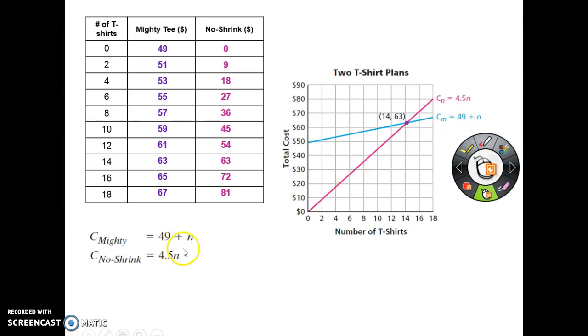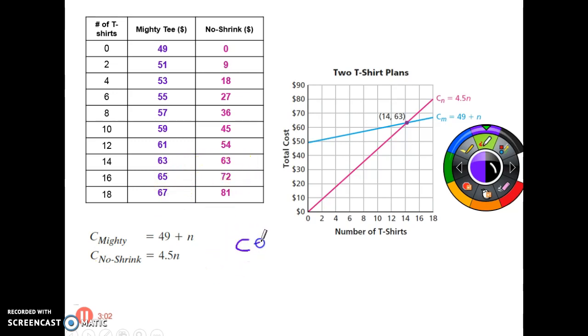So the best way would be to use this equation right here. So I'm going to use the equation in the RSS process. So I know that Mighty T is the cheaper way to go because after that intersection point, these numbers are a lot cheaper than No Shrink. So I'm just going to look at this one. So I'll restate the equation, which is C equals 49 plus N. And then I'm going to substitute that $120 in there. That $120 is not the number of t-shirts, it's the cost. So I'll put the 120 where C is, and then I'll write the rest of the equation the same.